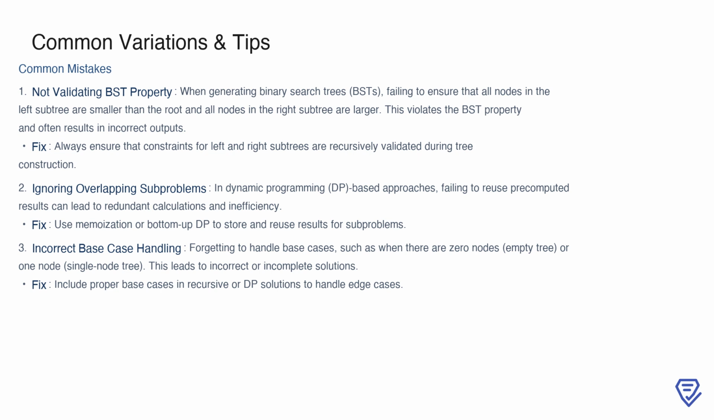First, it's critical to validate the binary search tree property. This means ensuring that all nodes in the left subtree are smaller than the root, while all nodes in the right subtree are larger. If this is not properly enforced during tree construction, the resulting trees may not be valid BSTs. A good practice is to recursively validate these constraints as you build the tree.